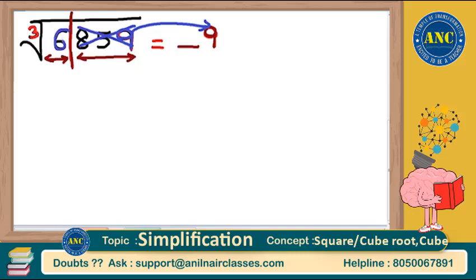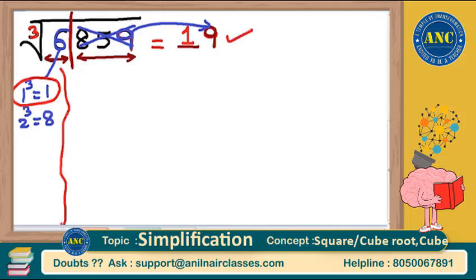Now take the next part. 6 is there. Now this 6 lies between which two cubes? 1 cube is 1, 2 cube is 8. 6 lies between 1 and 8, that is, 1 cube and 2 cube. Take the smallest number. Smallest number is 1 cube. That 1, write it here. Answer is 19. Answer for this question is 19.